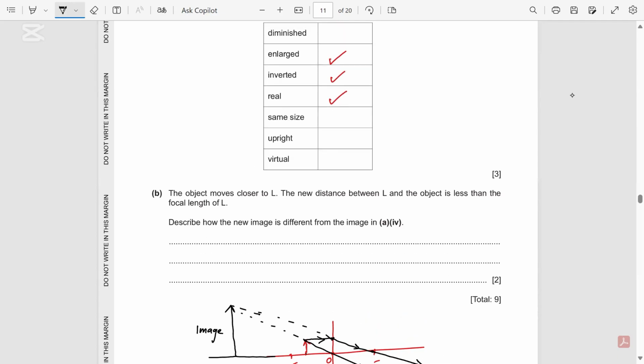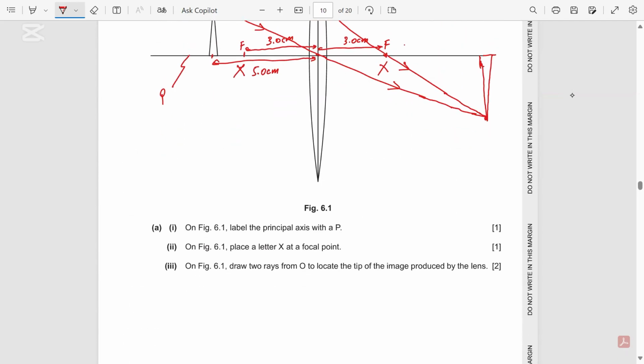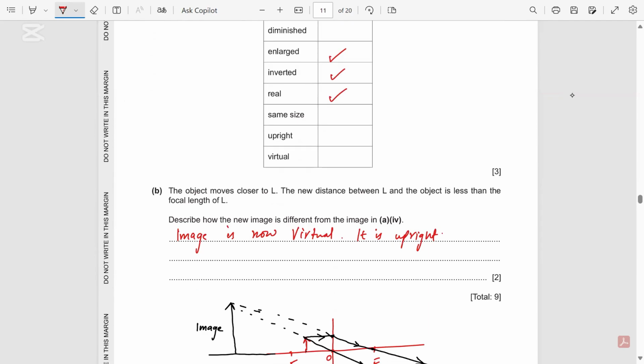You can see that the image is, I'm going to write here, image is now virtual, as you can see, and it is upright, not inverted, it's upright, and also it is to the left of the lens, right? Previously, it was to the right of the lens, as you can see here. The image is to the left of the lens, or you can also write here, behind the object.